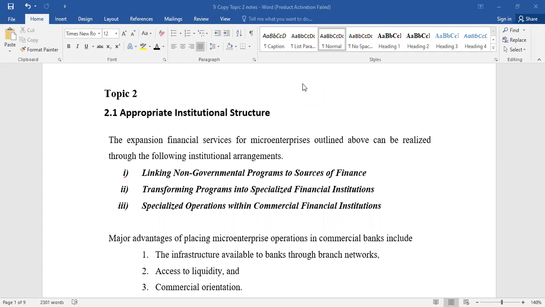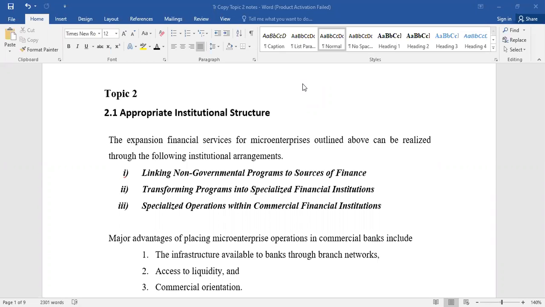Now, the second one is transforming the programs into specialized financial institutions. You'll find that these micro enterprise programs are carried out by a variety of institutions, some grant-oriented NGOs, and some striving to get what we are now calling self-sufficiency. These institutions must undergo several changes to become financial institutions that could engage in lending and capturing deposits. And in Kenya, for you to be a licensed bank or a licensed MFI, a deposit taking microfinance or a deposit taking bank, you need to undergo the checks and balances by the regulator, which is the Central Bank of Kenya.